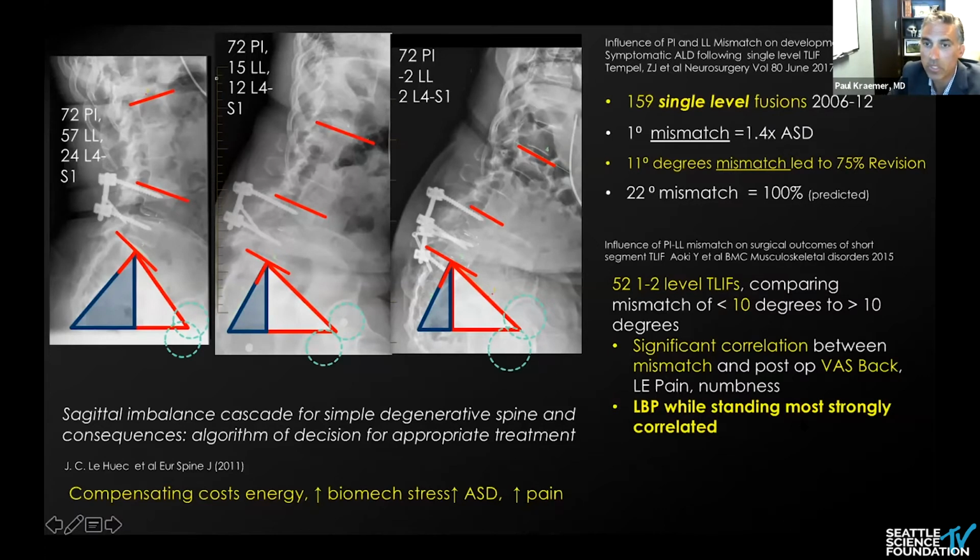This is one that's interesting because, again, showing that even the 1 to 2 level T-lifts, getting them better aligned, they had better scores in lower extremity pain as well. We've talked about VAS back and revision rates, but there's at least some evidence that leg pain matters as well. I don't think that's probably entirely true, quite honestly. I think that leg pain is related to your decompression, but back pain and revision rate is related to your balance. But low back pain while standing was most strongly correlated.